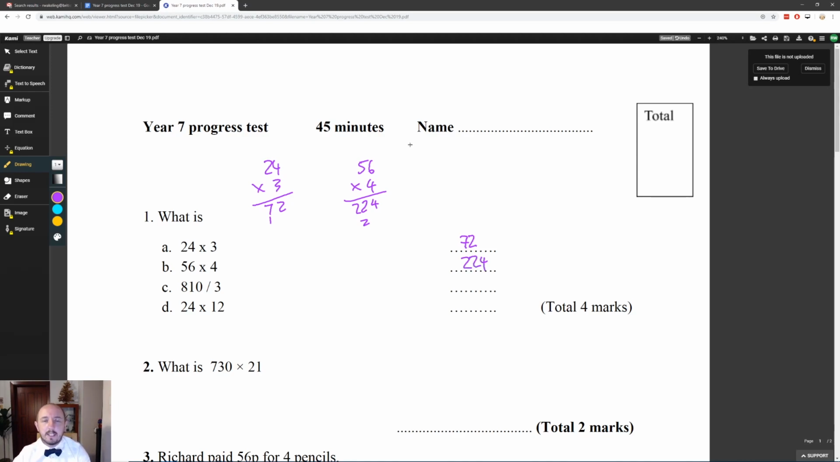810 divided by 3, so we're going to do 3's into 810. So 3's into 8 go 2, remainder 2. 3's into 21 go 7, and 3's into 0 go 0.